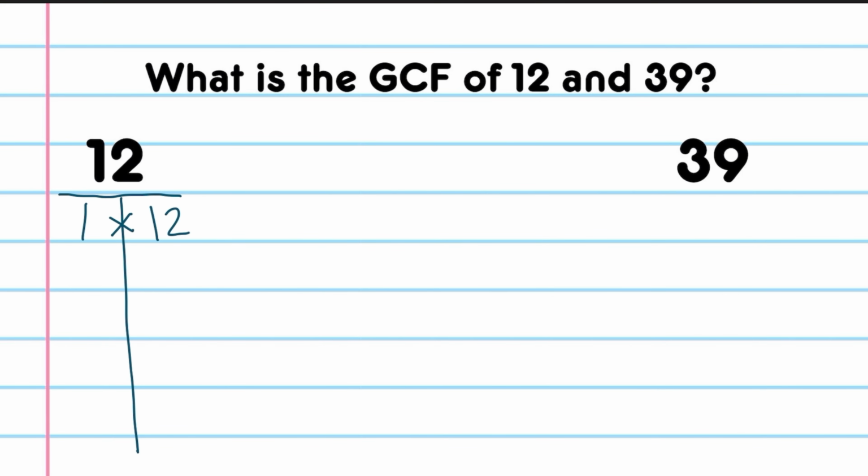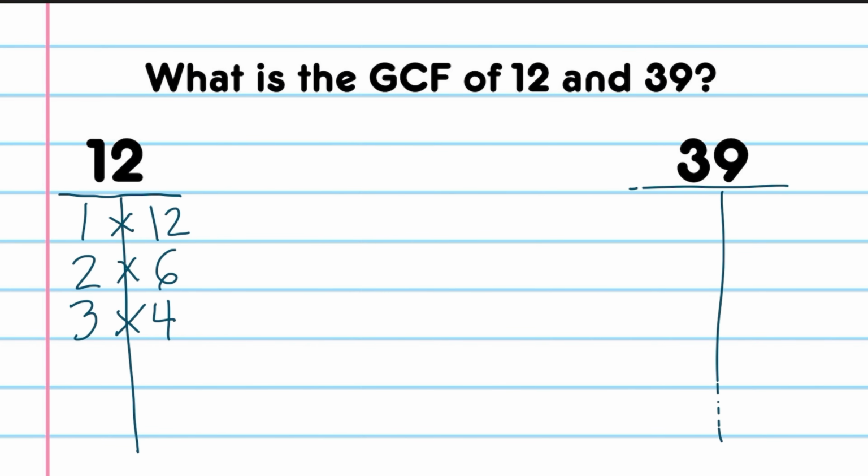So I know that my factors for 12 are 1 times 12. I know that 2 times 6 equals 12, and 3 times 4 equals 12. I know that 5 doesn't go into 12. We've already written the factor 6, so we've listed all the factors.